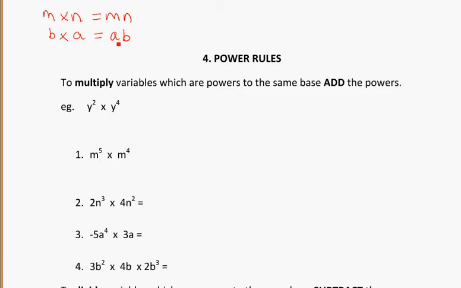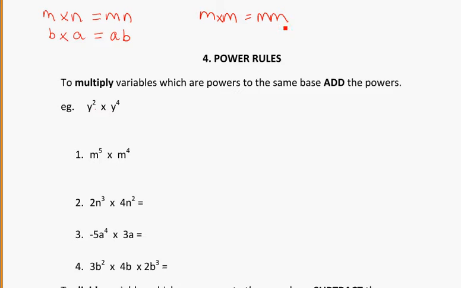But what if the letters were the same? What if we had m times m? Now we can put the letters together, just say it's mm. But a quicker way to write the double up of letters is by using a power. Now a power is a little number up to the top right. Here's a power here, and it's written up on the top right hand side of the letter.